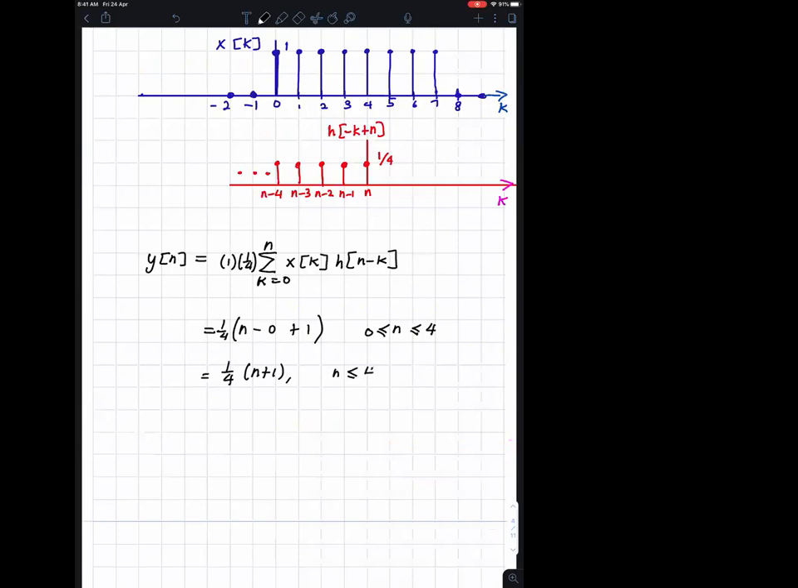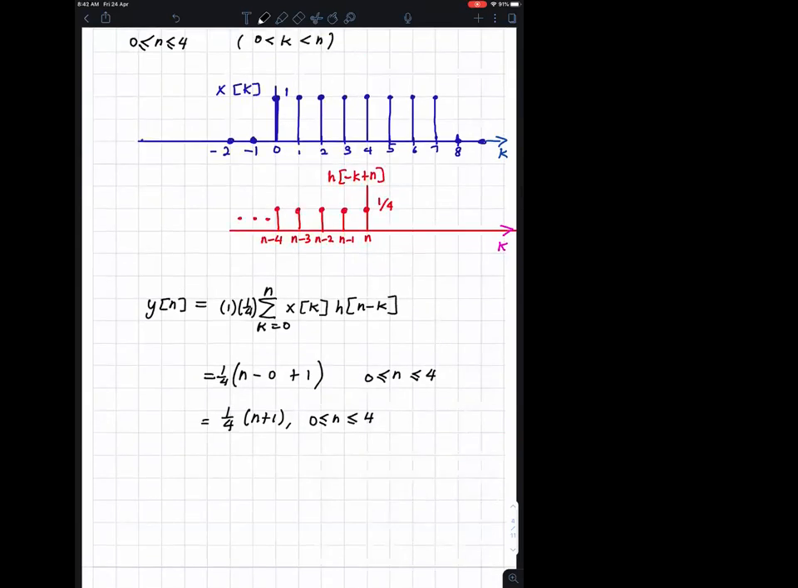Sir, can you explain again? I don't get it on this part. Which part? This yn equal to bracket 1, then we get the answer 1/4 bracket n plus 1. I don't get it. Why are you getting this answer?